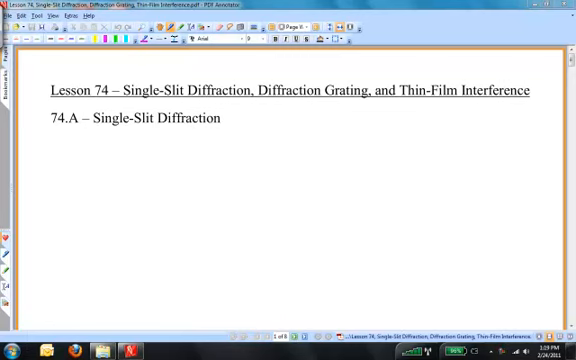Hello again, and welcome to Advanced Physics for High School Students. This is Lesson 74, and it is entitled Single-Slit Diffraction, Diffraction Gratings, and Thin Film Interference.